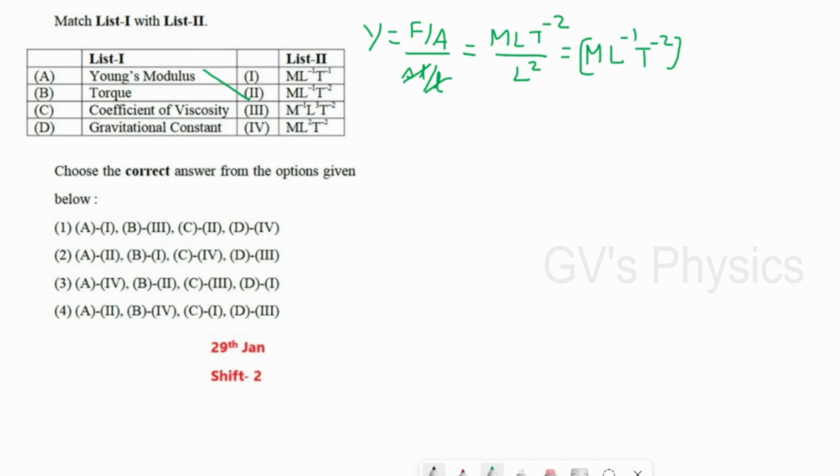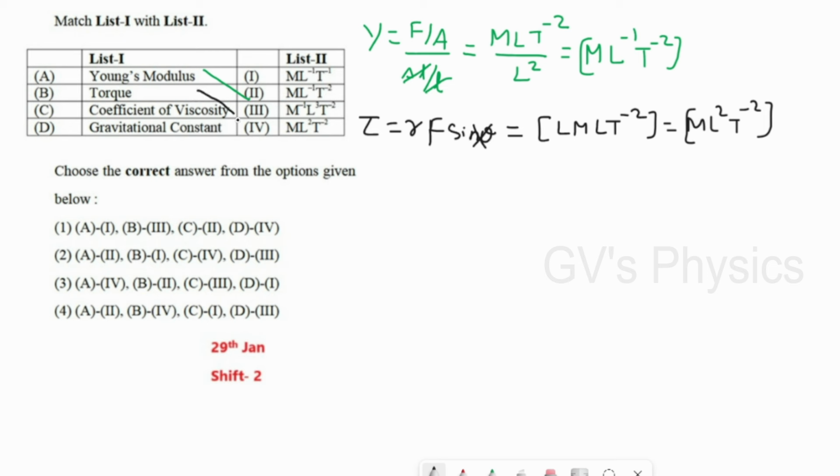And the second one, torque. For torque we have the formula R cross F, that is R F sine theta. Sine theta is a trigonometric function, so we don't want to take it. For R it's L and for force it's M L T power minus 2. So again the dimension formula is M L square T power minus 2. Okay. So the torque matches with 4.